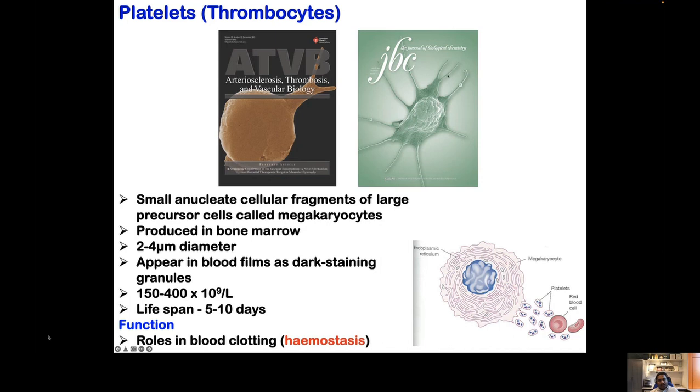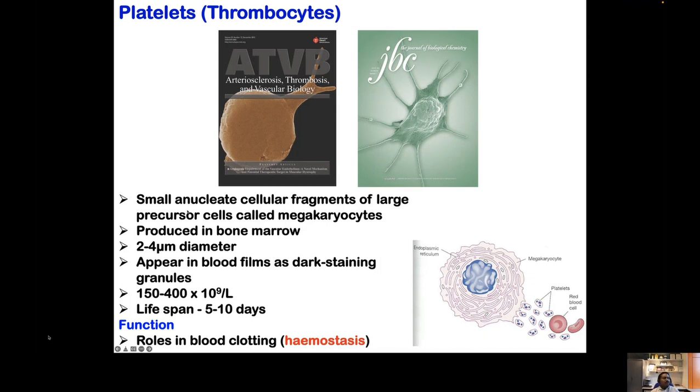But when they get activated, they will make lots of finger-like projections, and it will become like a large film, like a plastic film-like structure in order to adhere to other cells to make a blood clot. So that's what we are going to talk about here.